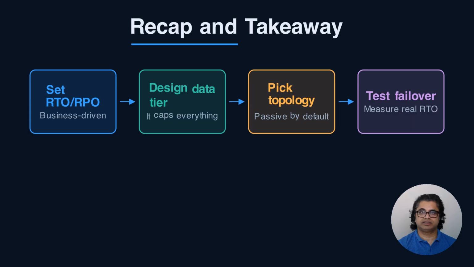Choose active-passive by default for cost and simplicity, and only step up to active-active when downtime is genuinely, severely expensive and your team can handle multi-region writes. Route web traffic through Front Door, other protocols through Traffic Manager. Your one concrete takeaway: don't declare a multi-region design done until you've performed a real failover and measured the actual recovery time against your target. An untested plan is a liability, not resilience.